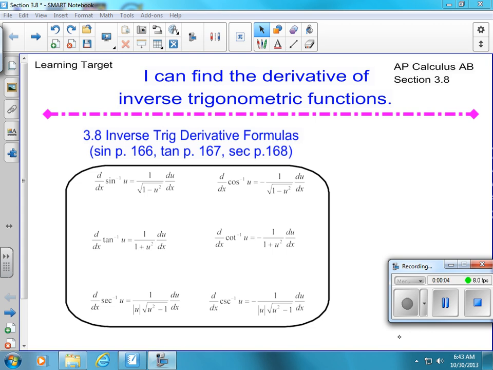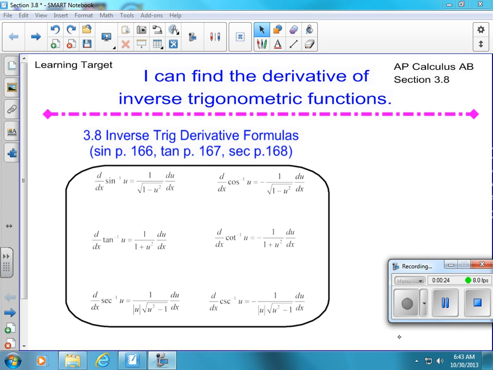Welcome to section 3.8 in your AP Calculus class. We're now doing the inverse trig derivative formulas. Here they are, all 6 of them. You must memorize them. No ands, ifs, or buts about it. You must do it. So really there are only 3 formulas to memorize.